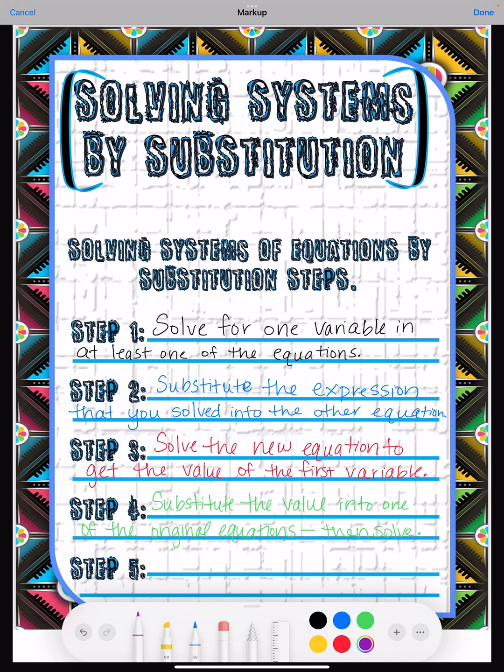And then all that's left to do, because you found your first variable in step 3, your second variable in step 4. So step 5 is just to write your answer. And we write it as an ordered pair, x, y, like this. Okay, so your answer should look like x, comma, y. Okay, make sure you've got all those filled in.